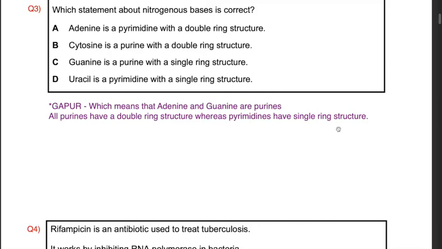And we are left with the only possible answer being D. Uracil is a pyrimidine, yes, that is correct. With a single ring structure, that is also correct because all pyrimidines have a single ring structure. Hence the answer is D.